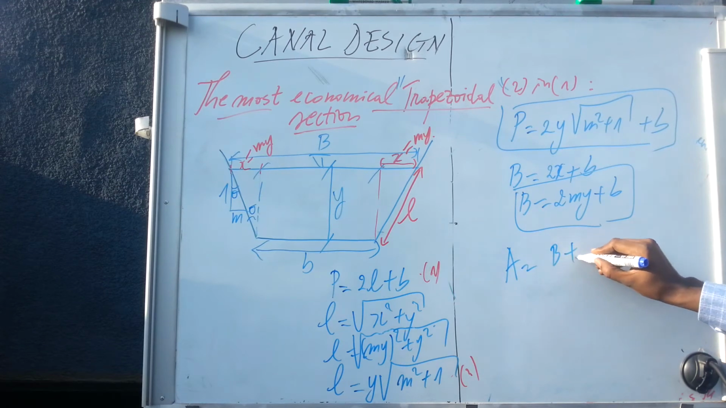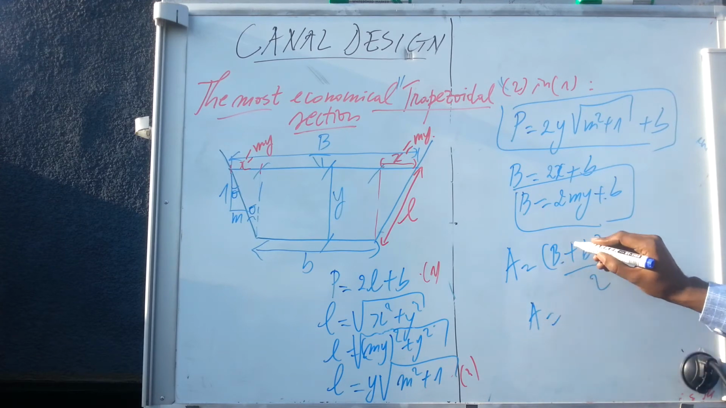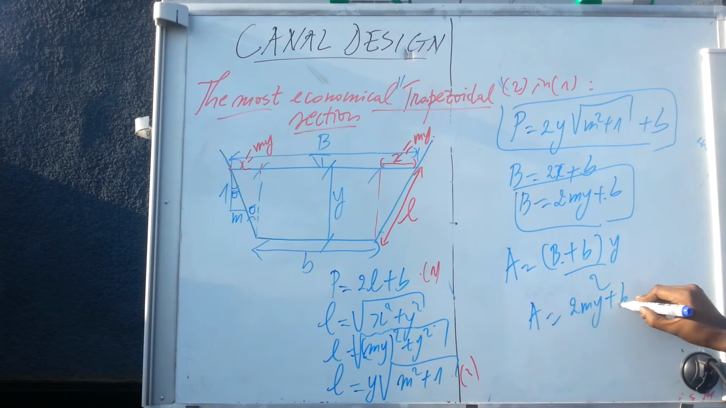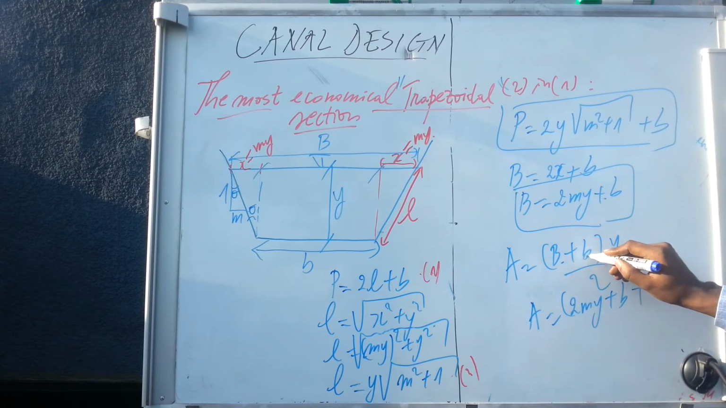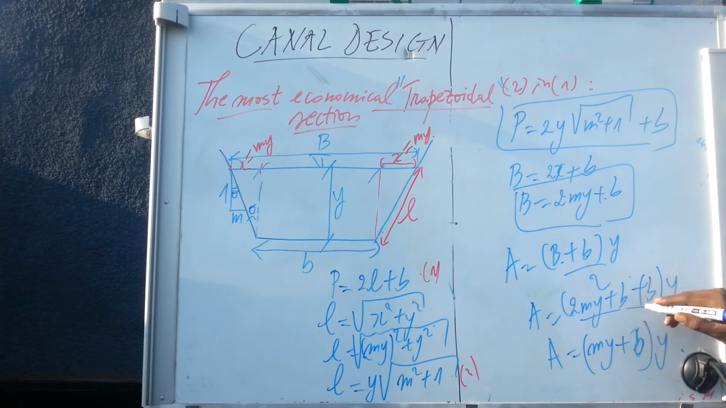So the area is equal to B plus b times Y over 2. Putting everything here, what do we get? Area is equal to 2my plus b plus this small b, times Y over 2. Meaning what? This is 2b, 2 will be cancelled with this one, we will remain with 2my plus b times Y. So this is how we can write the cross section in a function of side slope.